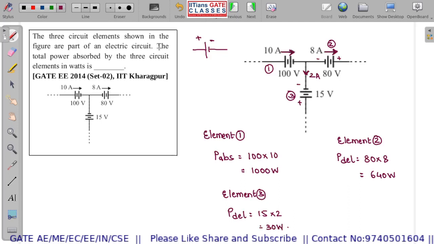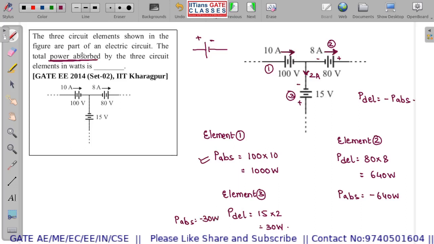Now read the question once again. The total power absorbed by the 3 circuit elements is asked over here. This element is absorbing power, but these elements are delivering power. If I want to write it in the style of absorbed power, we know that P delivered is equal to minus P absorbed. So if P delivered is 640, P absorbed will be minus 640 watt. In element 3, delivered power is 30 watt, so absorbed power will be minus 30 watt.